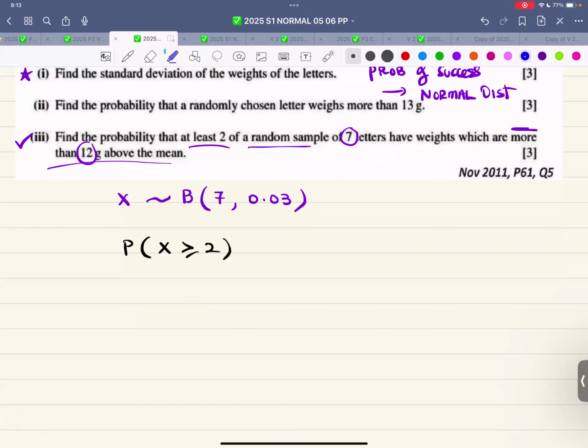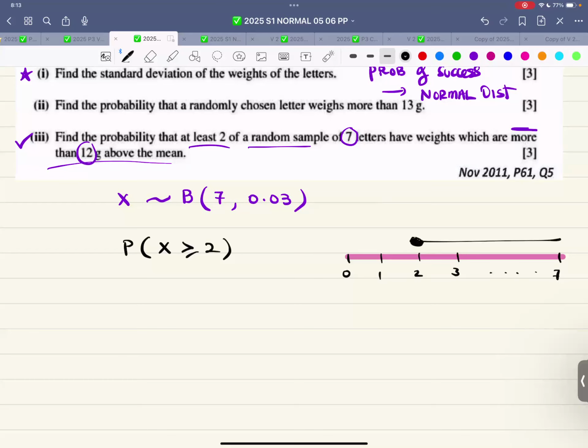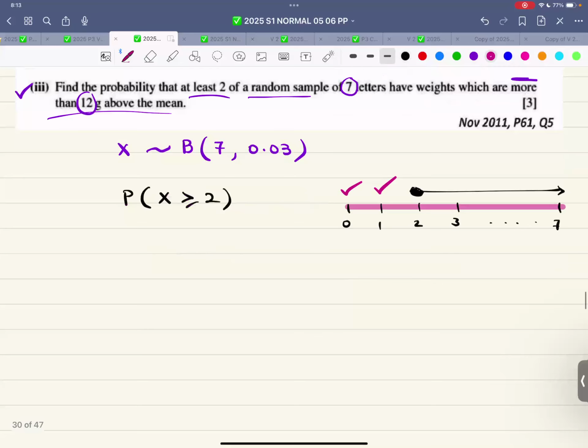So if I draw a number line, that would be 0, 1, 2, 3, all the way till 7. They're asking for greater than or equal to 2. That's so many of them. What's the shortcut? Calculate the probability for 0 and 1 and subtract. 1 minus probability X is less than or equal to 1.